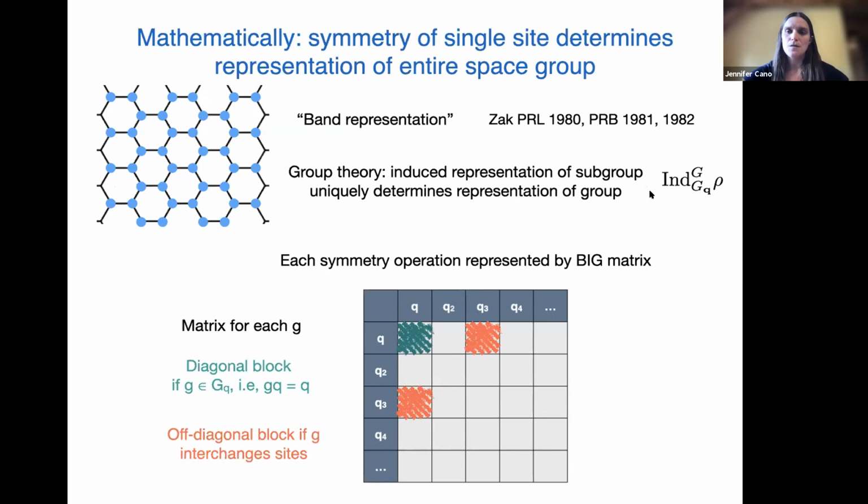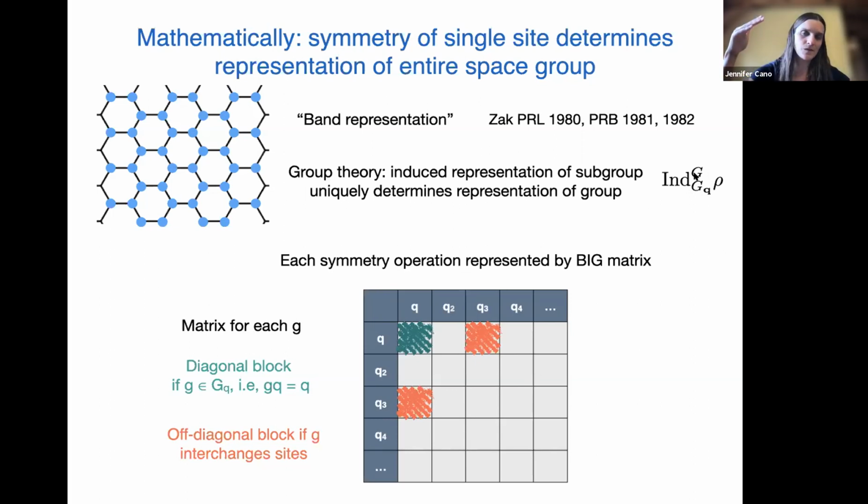Just to say it for people who have some experience with group theory, there's a formal way of doing this besides this kind of hand-waving idea of moving atoms around on the lattice. If you take your representation of the site symmetry group and call it rho, that's a representation of the site symmetry group, which is a subgroup of the full space group, so it can induce a representation of the full space group.